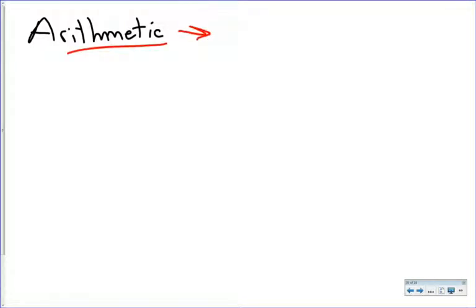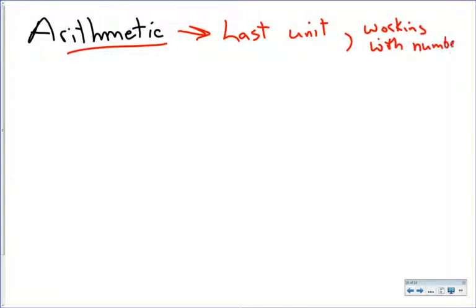So, we start with this. Arithmetic, right? What is that? That was our last unit, was arithmetic, which is working with numbers, okay? And numbers have different forms, right?